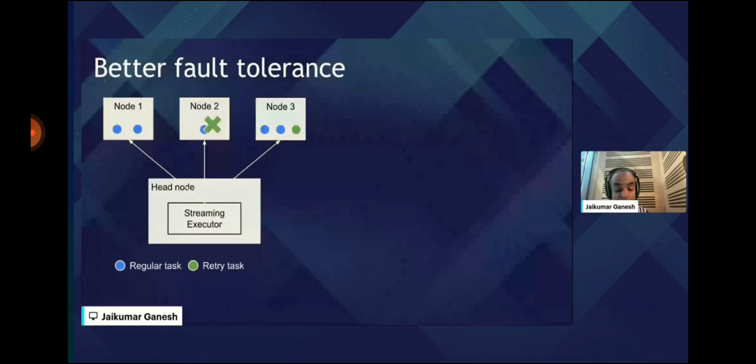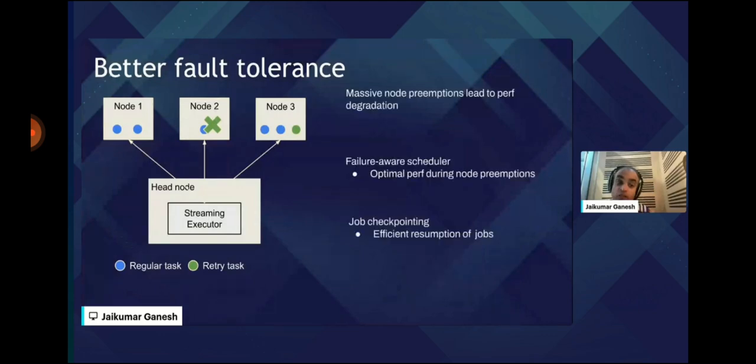A big aspect in AI systems is that spot nodes are used and they can get preempted at any point of time. So your system must handle massive node preemptions. So there's a failure-aware scheduler. This is again built in. It provides options, and we have job checkpointing built in so that we are able to efficiently recover. You can see over here node 2 fails and this job has resumed in node 3.